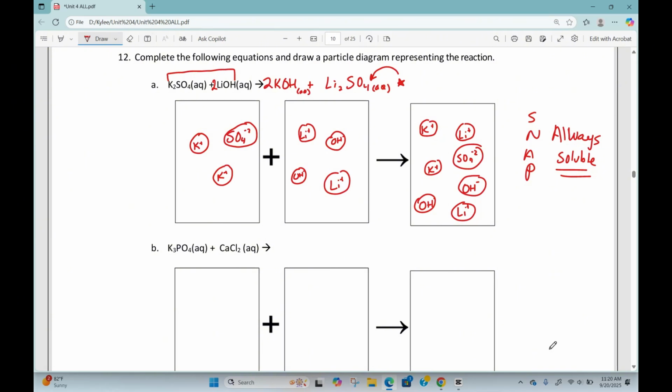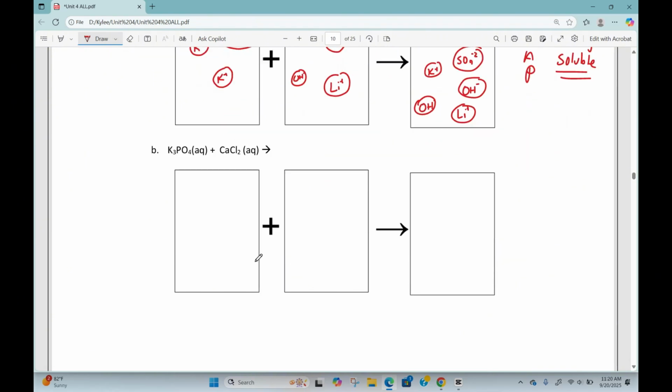So now on the next one, we've got another double replacement reaction. K and Cl are going to end up together. K is one of my snap ions, so I'm going to go ahead and mark that aqueous. And then calcium and phosphate are going to go together. Ca3(PO4)2. This is going to be my precipitate.